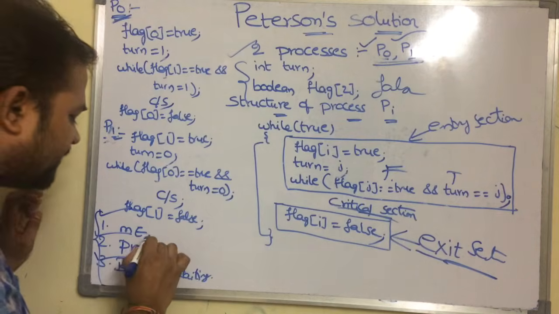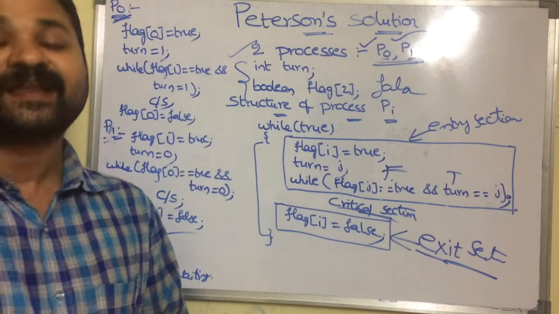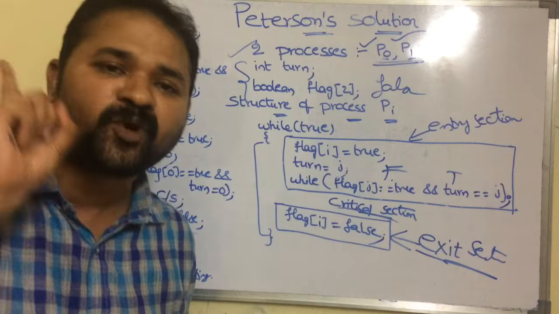So what is the first requirement? Mutual exclusion. So what is mutual exclusion? The critical section should contain only one process at a time.